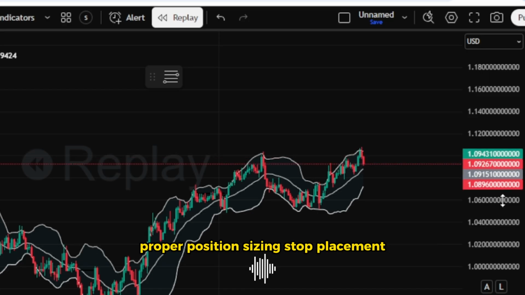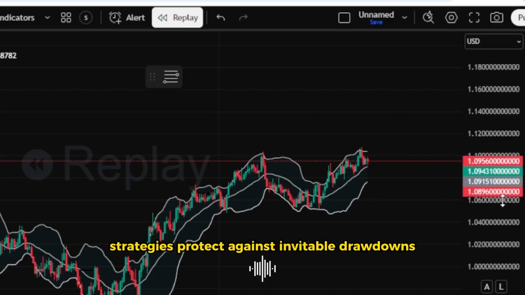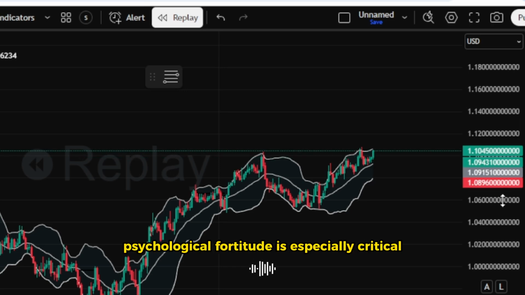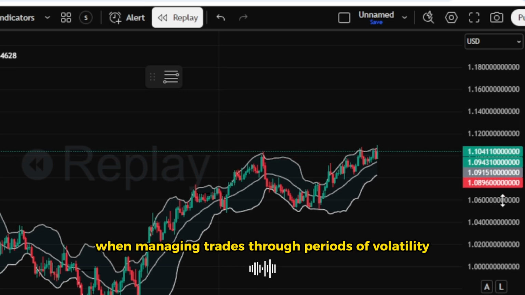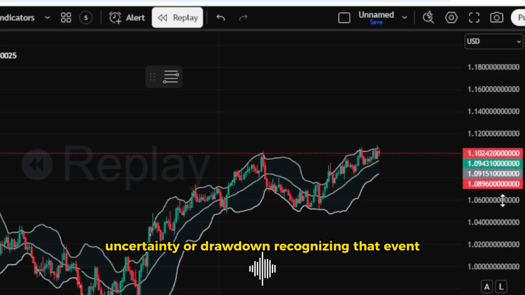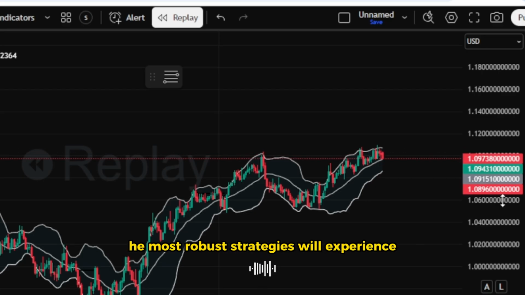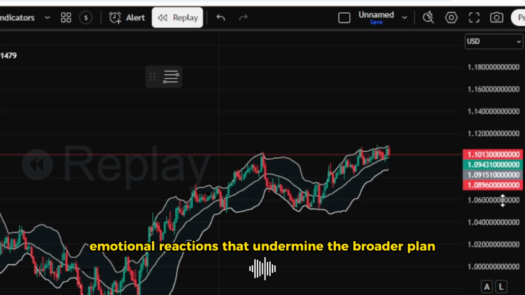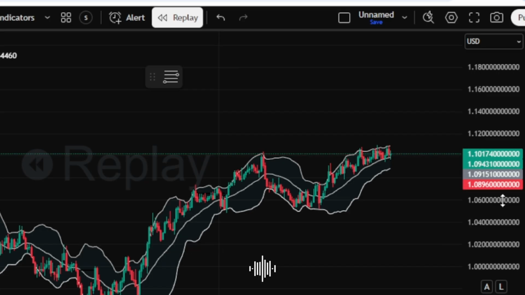Proper position sizing, stop placement, and profit-taking strategies protect against inevitable drawdowns and allow for long-term sustainability. Psychological fortitude is especially critical when managing trades through periods of volatility, uncertainty, or drawdown. Recognizing that most robust strategies will experience periods of underperformance prevents emotional reactions that undermine the broader plan.